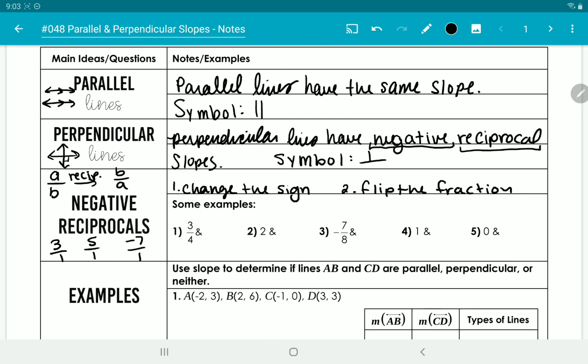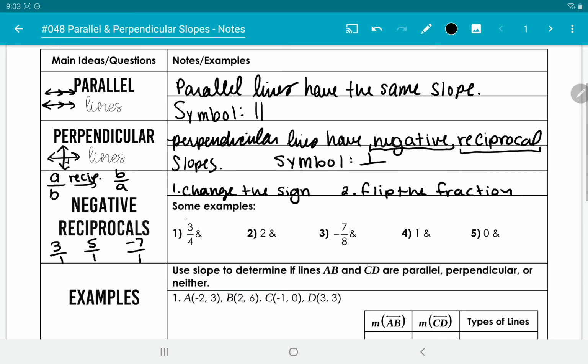We have 3 over 4. In order to find the negative reciprocal, since it's positive, we're going to change the sign. So we're going to use negative. Then we're going to flip the fraction. Instead of 3 over 4, it's 4 over 3. 2 is just a whole number, so we're going to put it over 1 to make a fraction. Since it's positive, again, its negative reciprocal is going to be negative. And then instead of 2 over 1, we're going to flip the fraction and have 1 over 2.